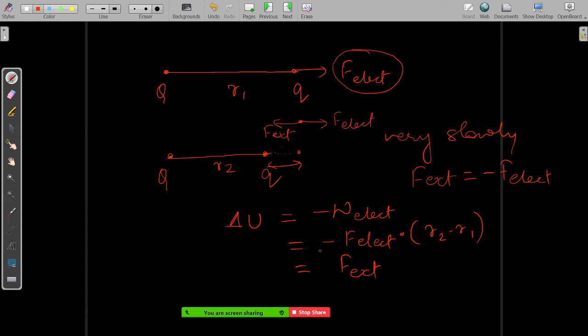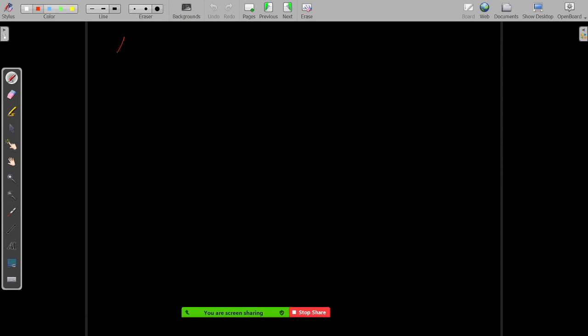F electrical can be written as what? F external into R2 minus R1. Now this is what? This is work done by the external force. So what you can say is, change in potential energy, first thing you can say, equals the work done by the electrostatic force.